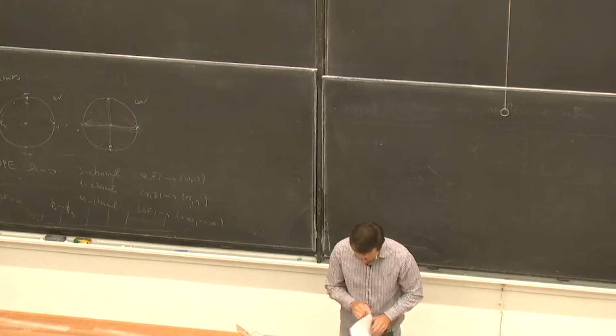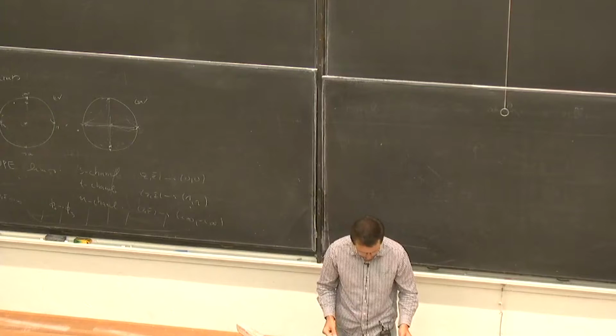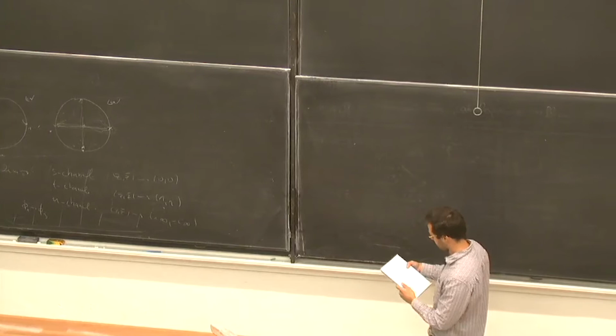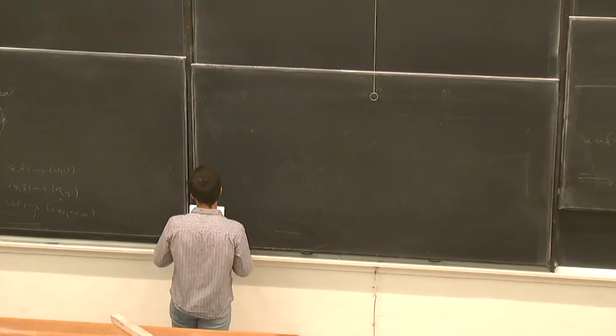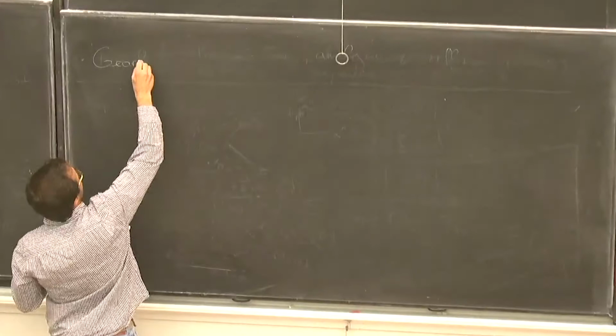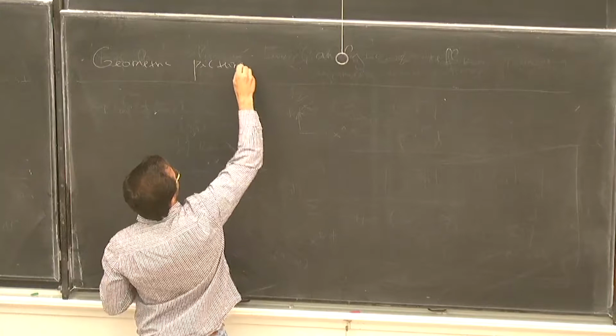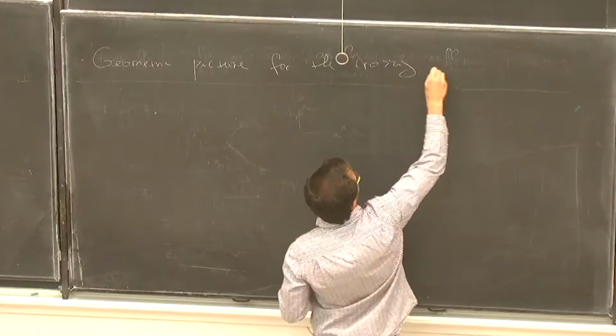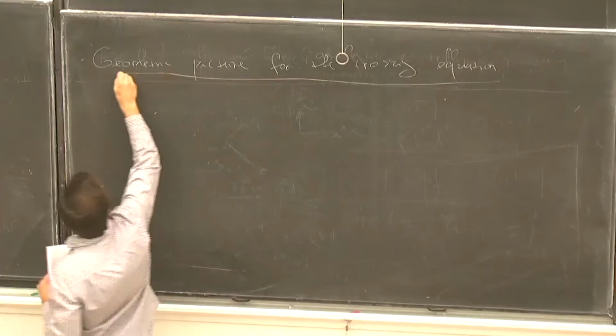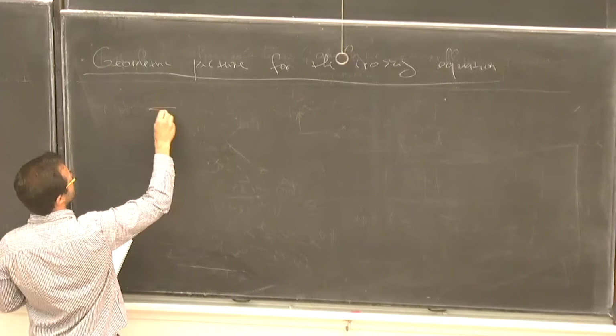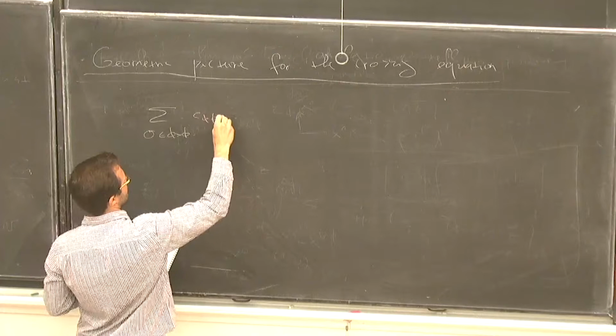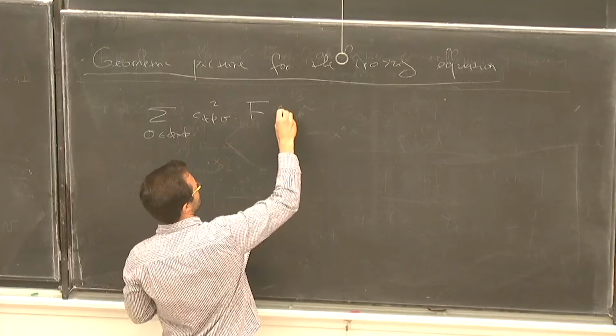So I already mentioned the numerical bootstrap. I'm not sure if I'm going to have time to finish this discussion in this lecture, but let me start anyway. So let me say a few words about a geometric picture for the crossing equation. It's going to be useful to write the crossing equation as follows. So we just bring both the S and T channel contributions to the same side of the equation and define a function f.